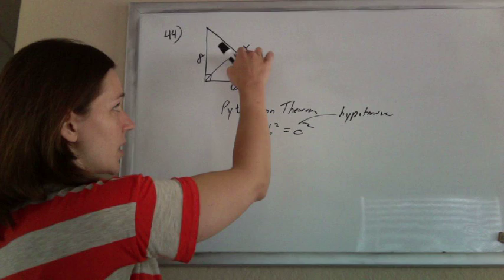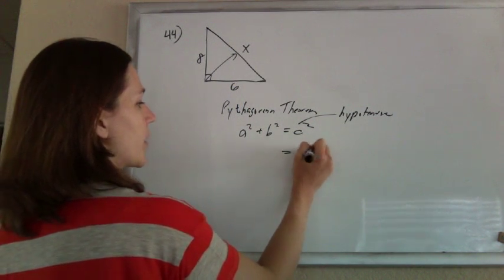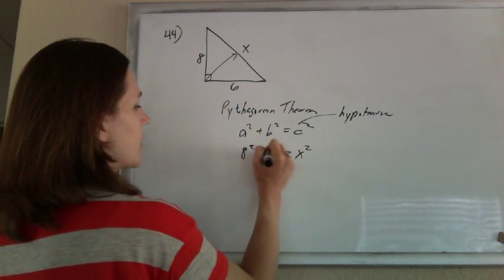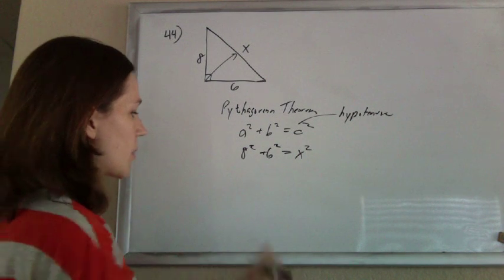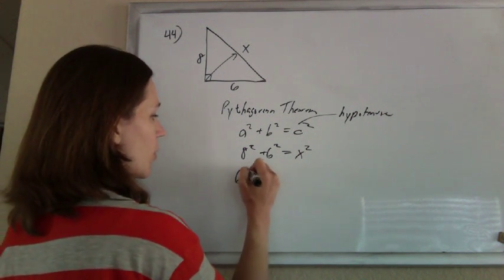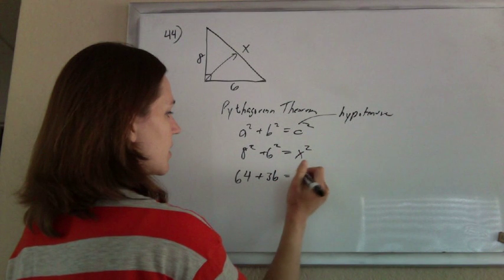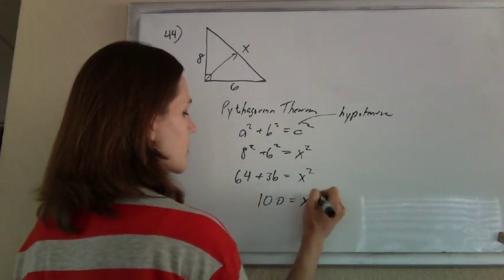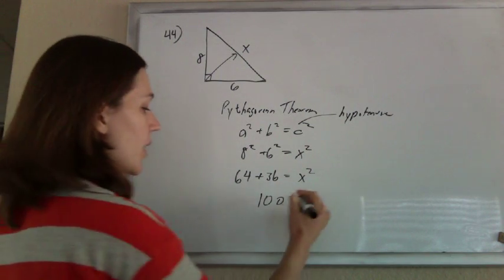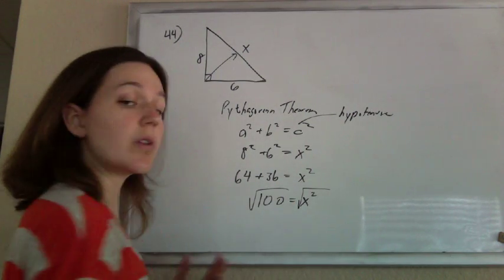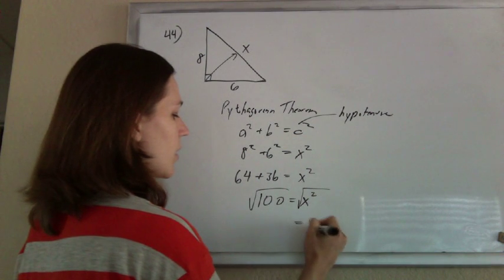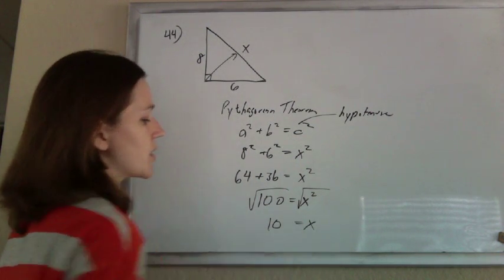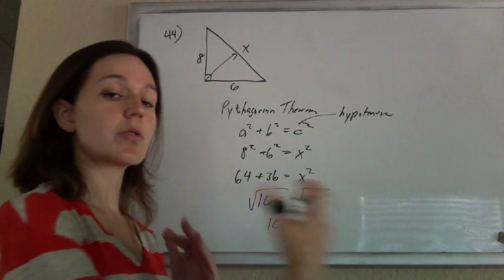The hypotenuse here is that x squared. So I can write 8 squared plus 6 squared equals x squared. So 64 plus 36 equals x squared. So 100 equals x squared. The last step of any Pythagorean problem is to take the square root of both sides to undo that square. And so the square root of 100, this one we know is 10, because 10 squared is 100.